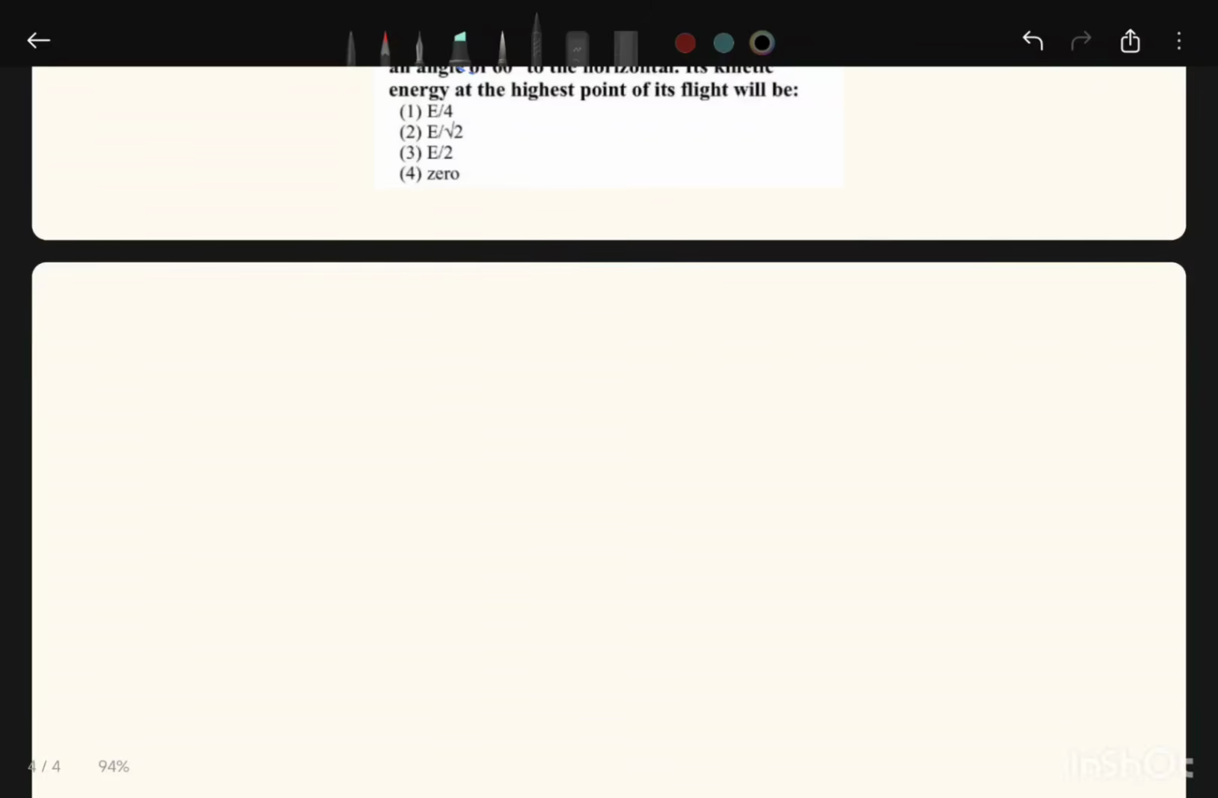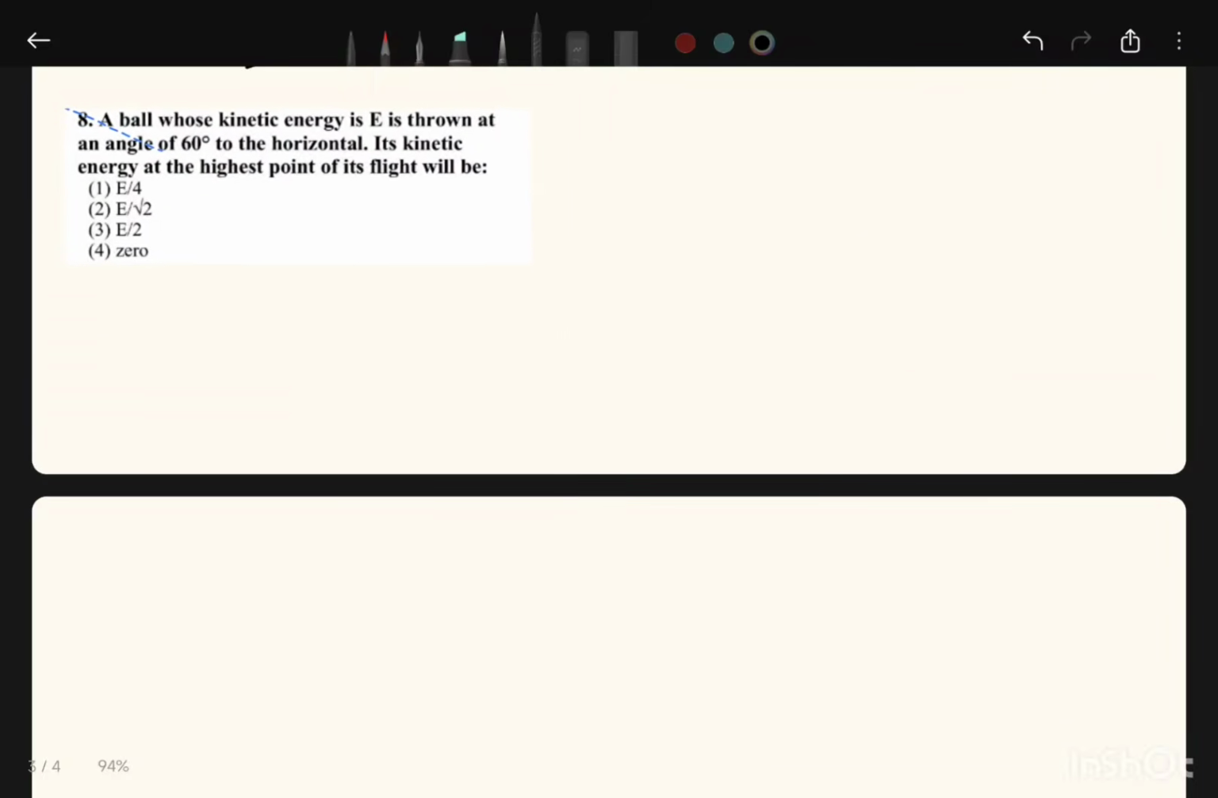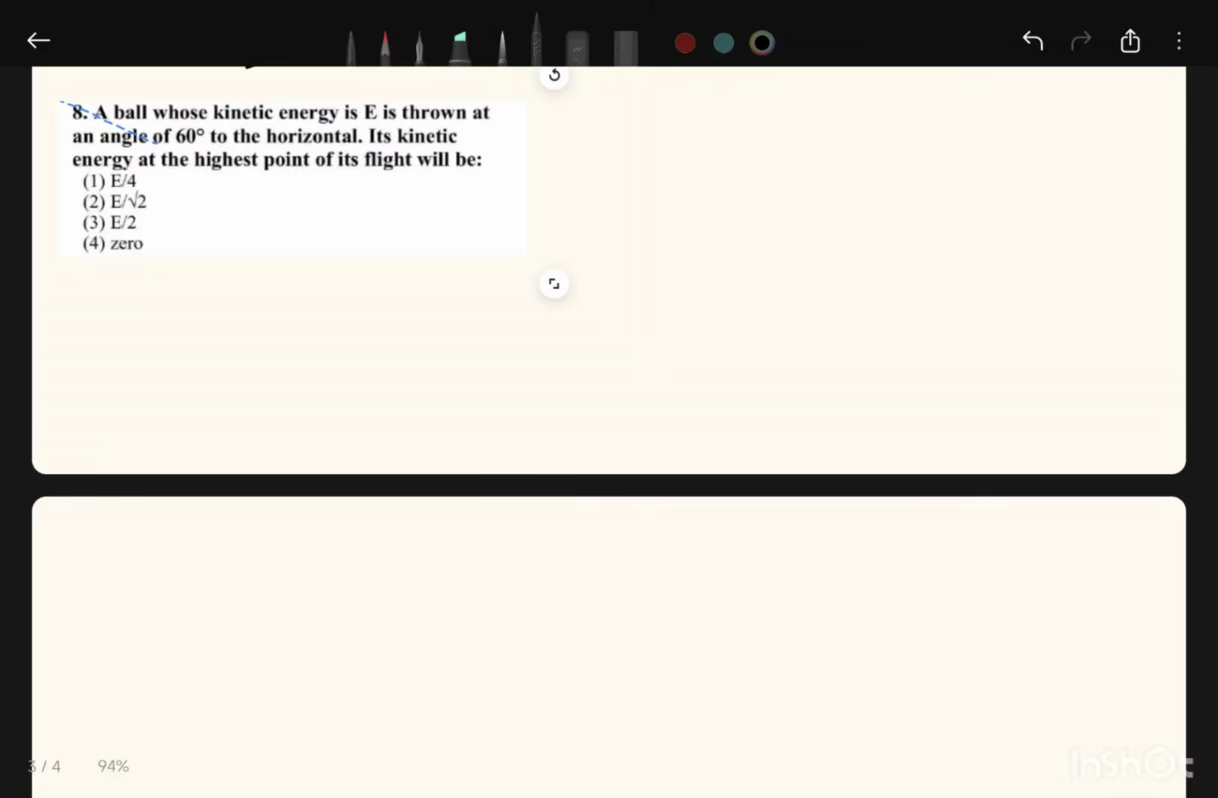So question number 8 is saying a ball whose kinetic energy E is thrown at an angle of 60 degree to the horizontal. We have to see what will be its kinetic energy at the highest point of its flight, right? So let's suppose it is thrown with initial velocity u, and it will reach the maximum point here.